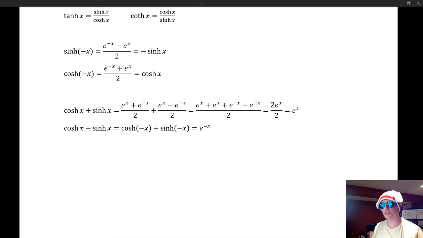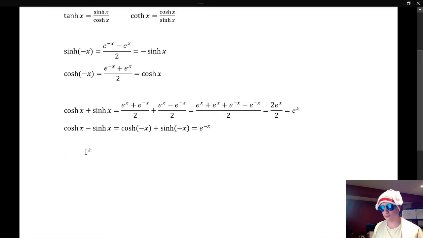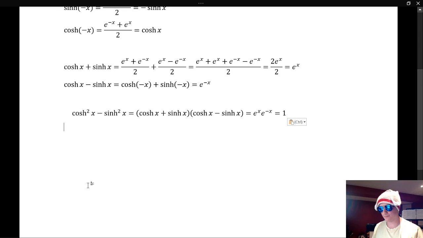And we're going to use this fact to show the cosh squared, sinh squared identity very simply. So rather than going to the definitions for these and squaring them, we're just going to use the difference of squares to factor cosh squared x minus sinh squared x into cosh x plus sinh x times cosh x minus sinh x, which we've shown is equal to e to the x and e to the negative x. When we multiply those together, you get 1.